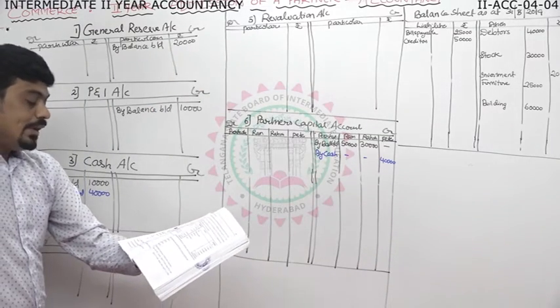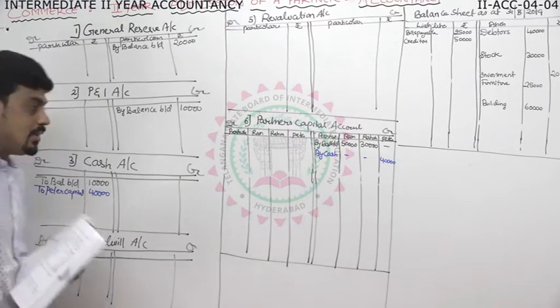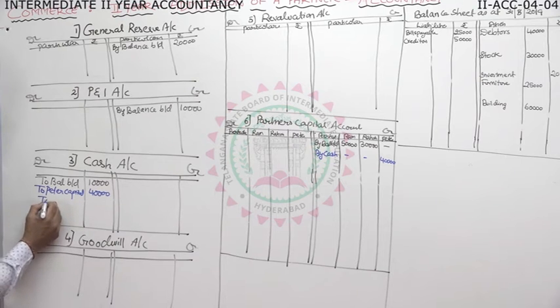Then 20,000 he brought as goodwill. So again, cash to goodwill.